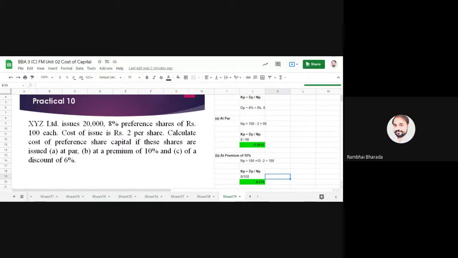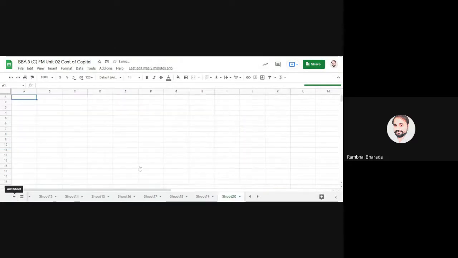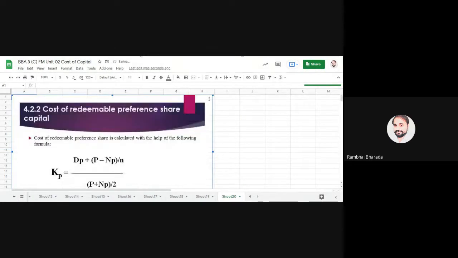So write down the next: cost of redeemable preference.